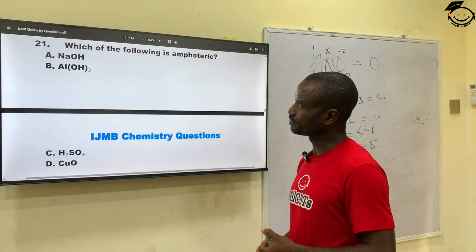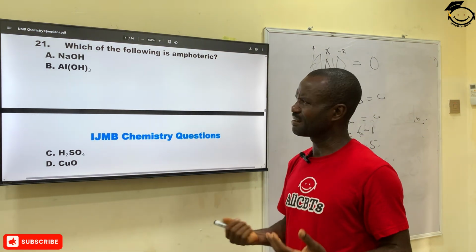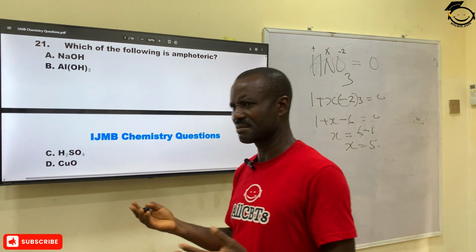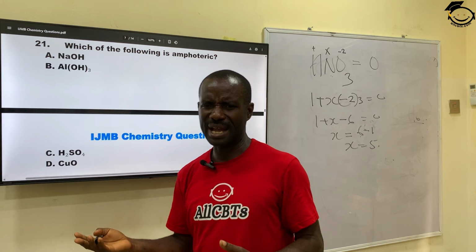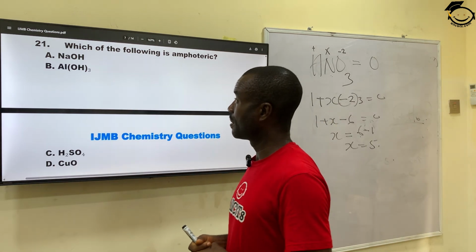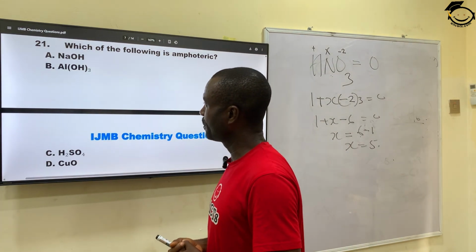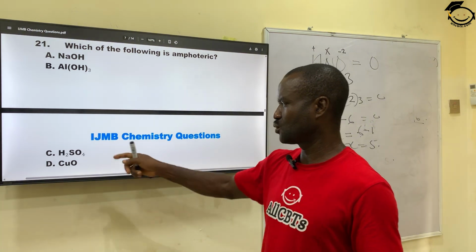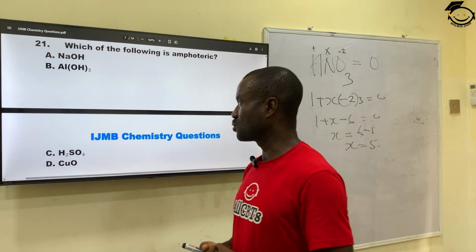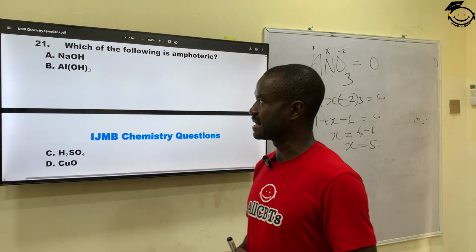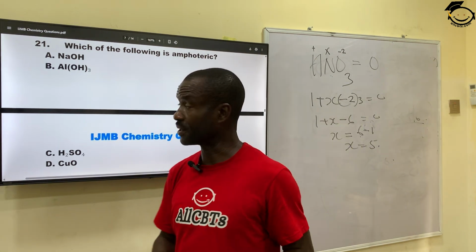Question 21. Which of the following is amphoteric? Amphoteric agents or oxides are reagents or compounds that can react with both acid and base. A, sodium hydroxide, B, aluminum hydroxide, C, H2SO4, that's the tetraoxosulfuric acid, then D, copper 2 oxide. The correct answer is B, aluminum hydroxide. Aluminum and zinc hydroxide are all amphoteric oxides.